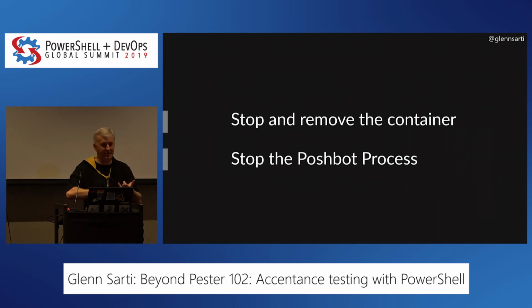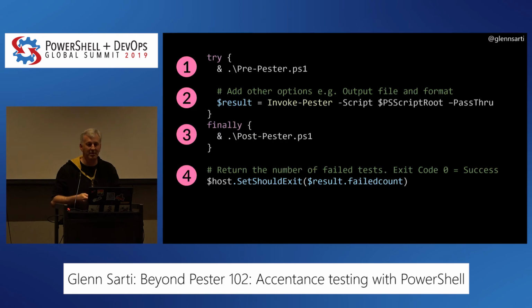So we created our systems under test. We've written our user tests. Lastly is cleanup: kill the Docker container, kill the Pushbot process. Fairly straightforward. So we have to wrap this whole thing up together now into one basic testing PowerShell script.